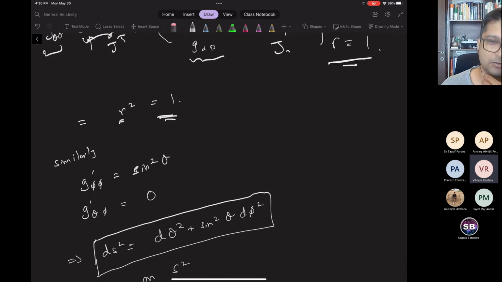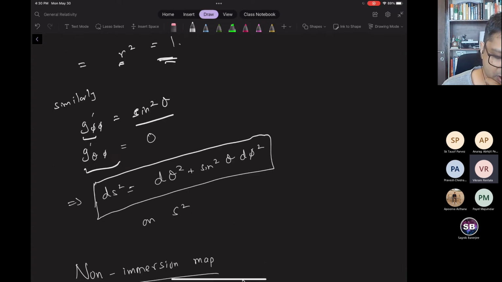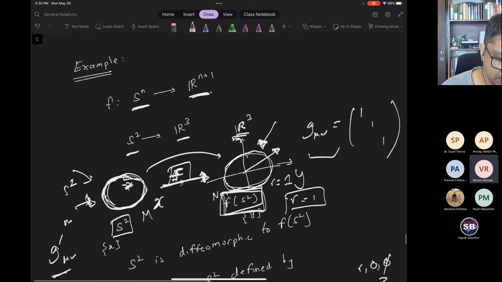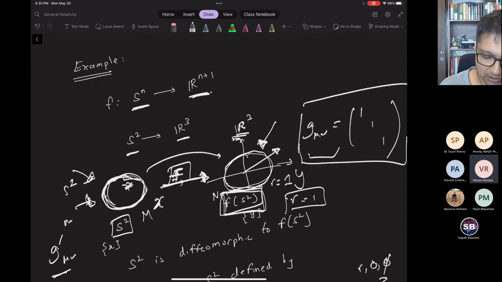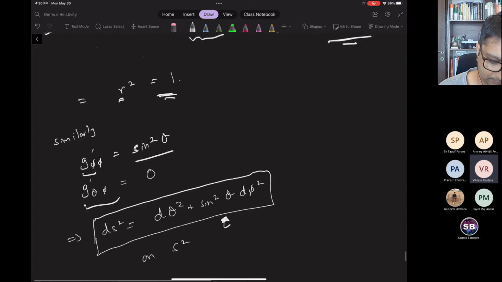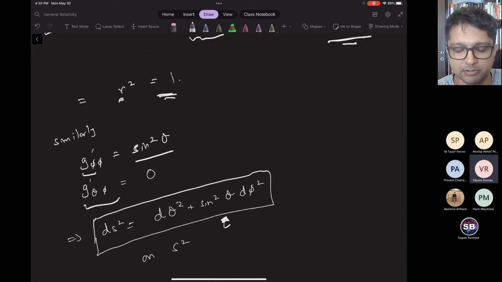And similarly, you can work out the other components and you'll find G prime phi phi is sine square theta, G prime theta phi is 0. So what you'll get is ds square is d theta square plus sine square theta d phi square. So this is what we kind of expect is the metric on this two sphere. But it's nice to see how this emerges by using our formula for this Jacobian and using the pullback of G mu, pulling back the metric. Any questions about this?